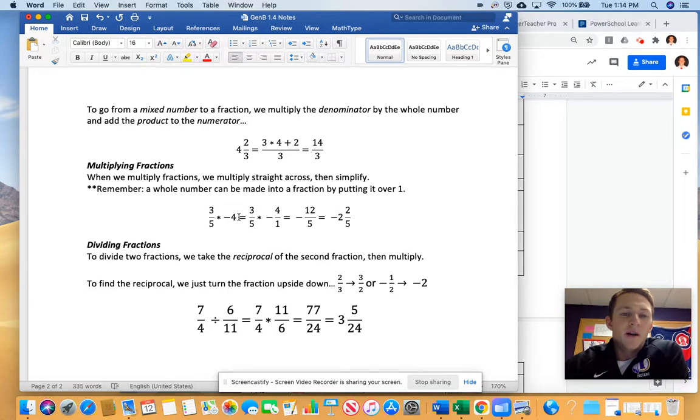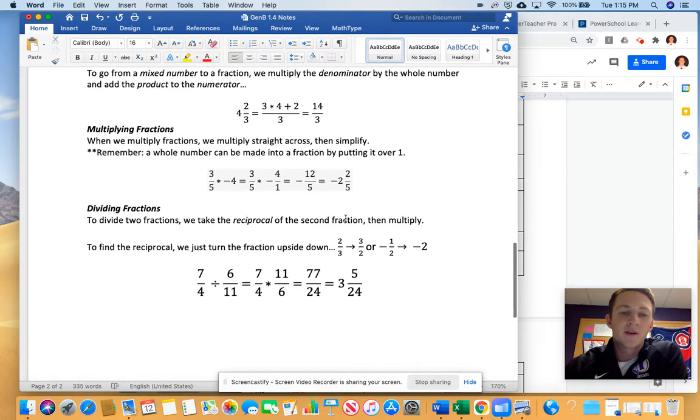When we multiply fractions, we have a fraction times a whole number. We want to multiply two fractions. So let's turn this -4 into a fraction. We just put it over 1. So we have 3/5 times -4 is actually 3/5 times -4 over 1. And when we multiply fractions, we just go straight across. So a positive times a negative is a negative. 3 times 4 is 12. 5 times 1 is 5. And we have our answer right here, and then we can turn it into that mixed fraction.